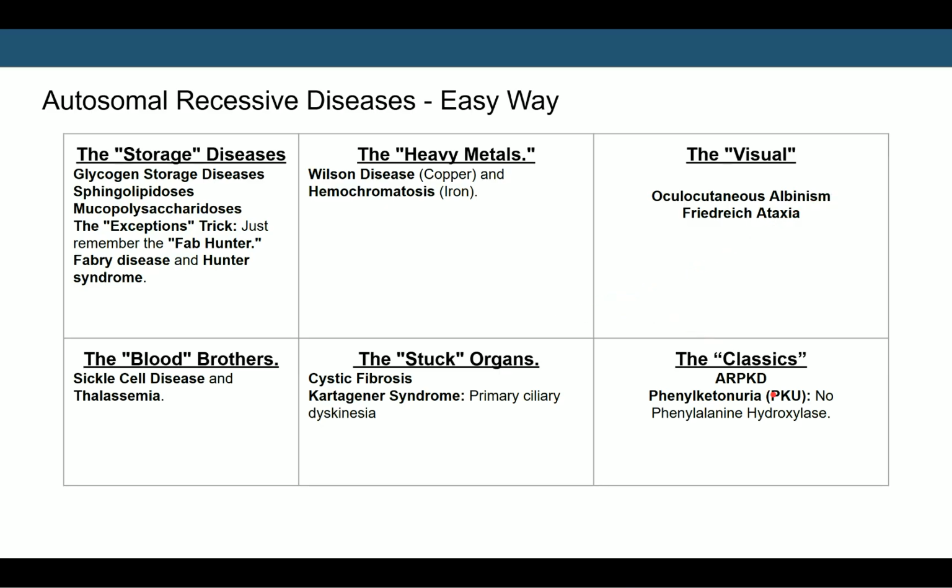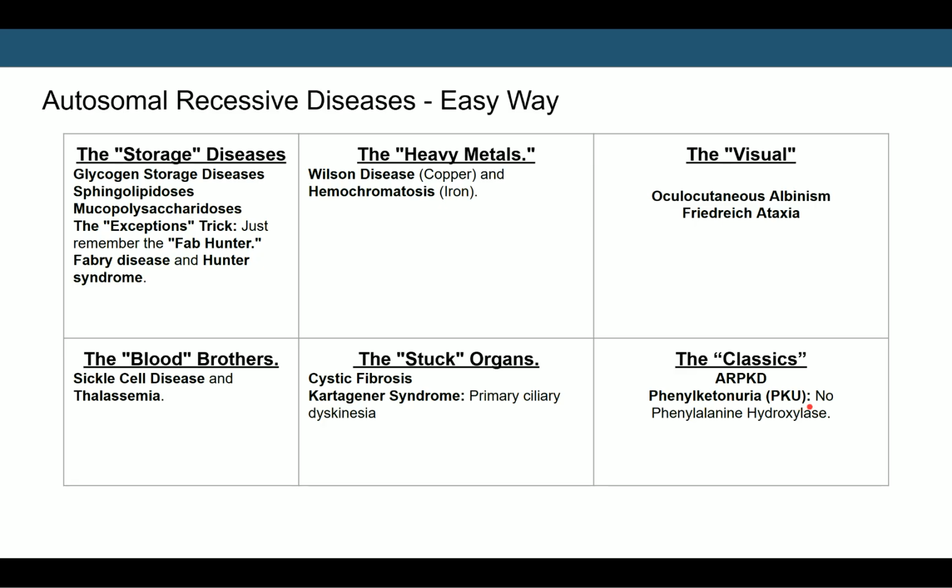And the last two ones are very easy. The first one is autosomal recessive polycystic kidney disease. The dominant one happens in adults. So big adults are dominant, but the recessive one happens in babies. Babies are small, so this one is recessive. And phenylketonuria, this one is the classic one that everybody learns. That means there is no phenylalanine hydroxylase. So this one is going to be phenylketonuria, and it's autosomal recessive.